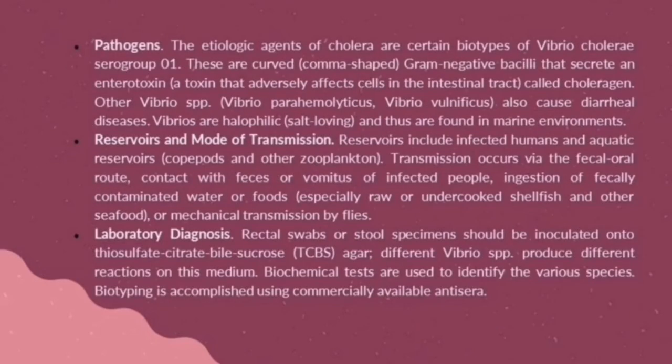Pathogens. The etiologic agents of cholera are certain biotypes of Vibrio cholerae serogroup O1. These are curved, comma-shaped, gram-negative bacilli that secrete an enterotoxin, a toxin that adversely affects cells in the intestinal tract, called choleragen.